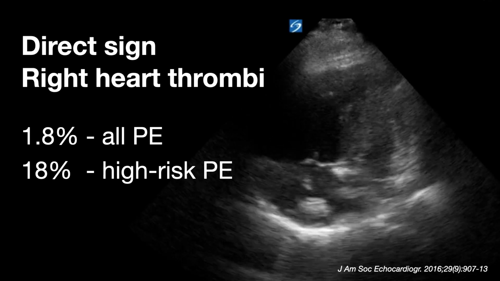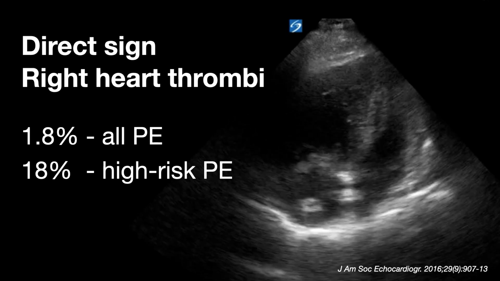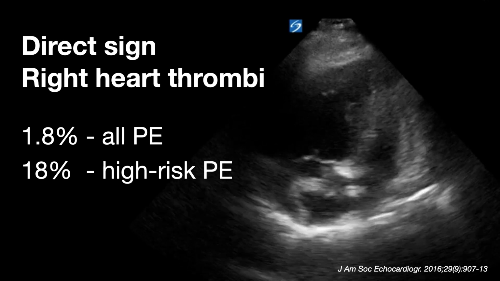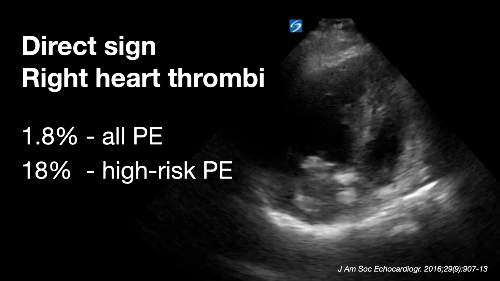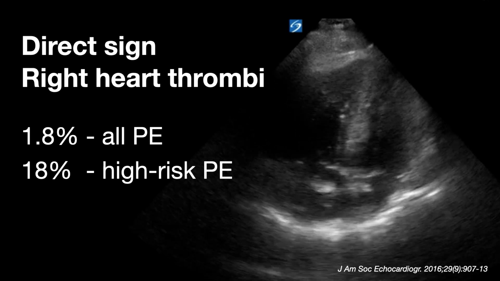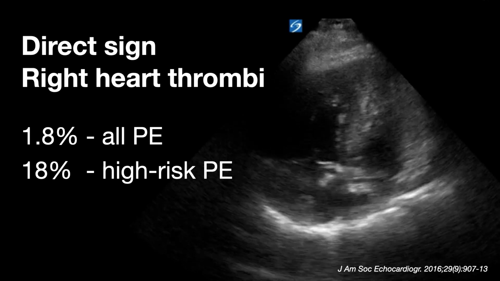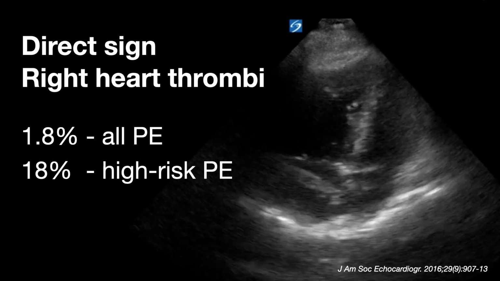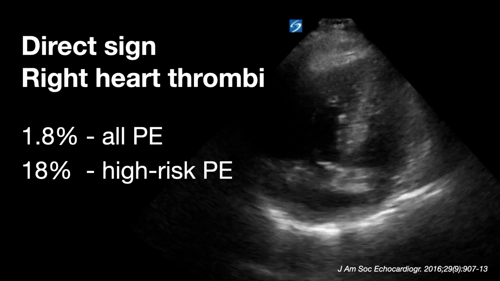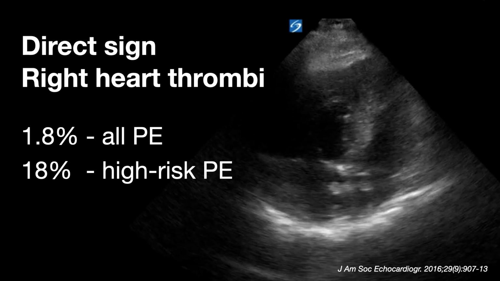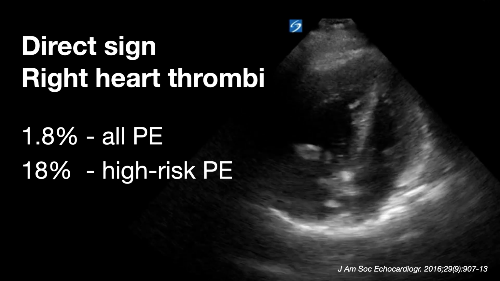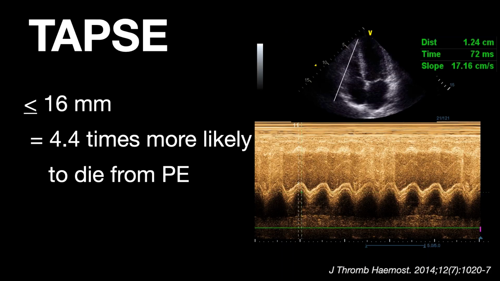A direct sign of PE is the presence of right heart thrombi. However, they can be seen rarely, in just 1.8% of all patients with PE, increasing to 18% of patients with high-risk PE. Mobile right heart thrombi essentially confirm the diagnosis of PE and are also associated with high early mortality, especially in patients with RV dysfunction.